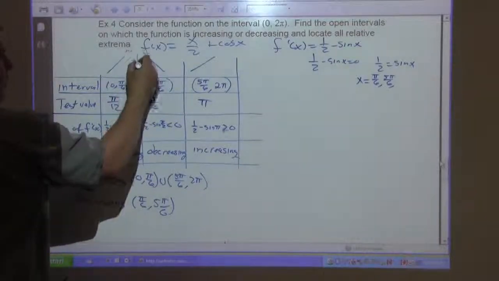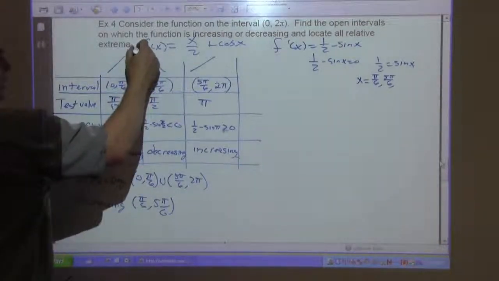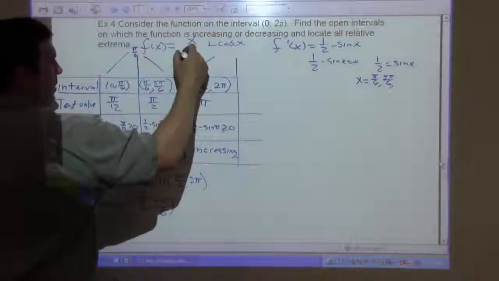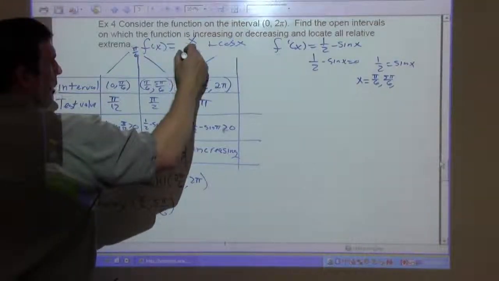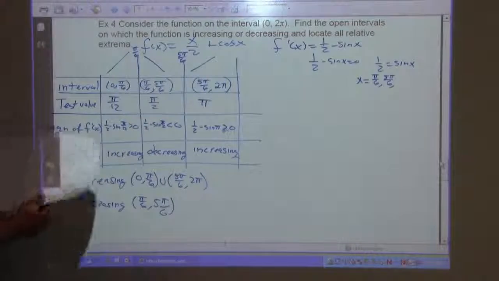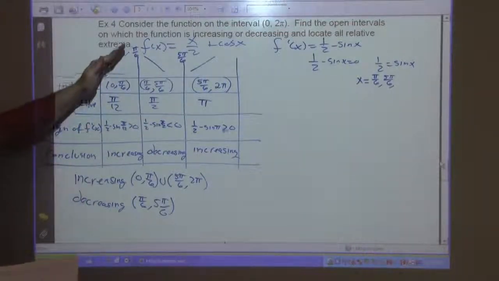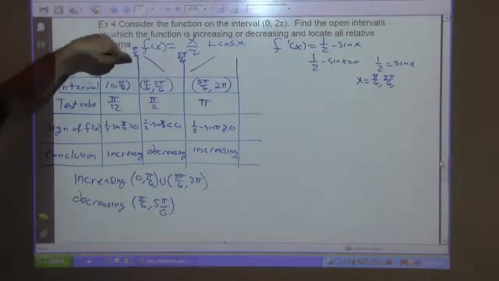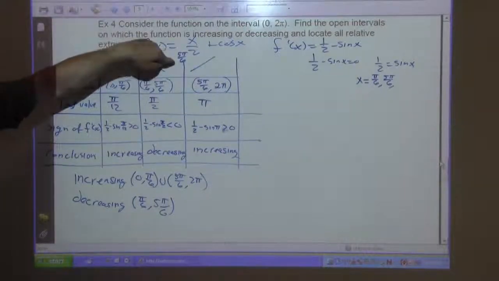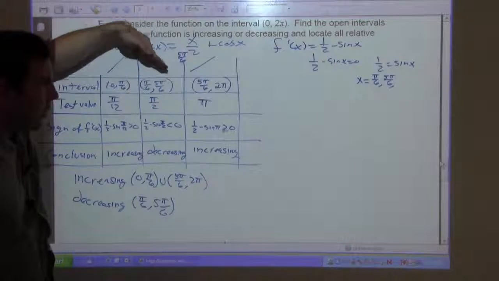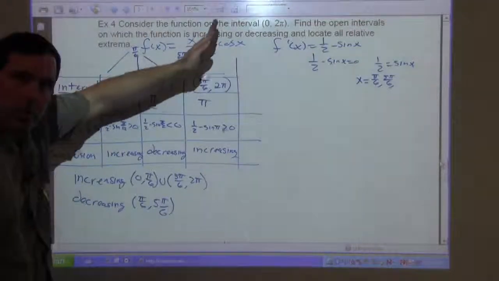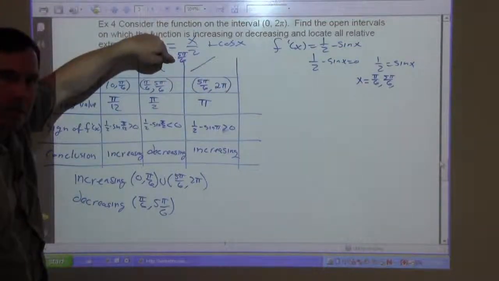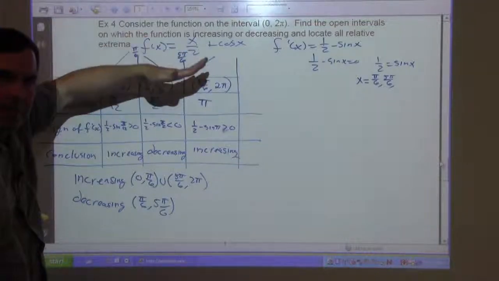So this value here was at pi over 6, and this is at 5 pi over 6. That means going to pi over 6 it increases, at pi over 6 it turns to decrease. So that means this must be a maximum value. At 5 pi over 6 it's going down, down, down, hits 5 pi over 6, starts going up. That means 5 pi over 6 must be a minimum.